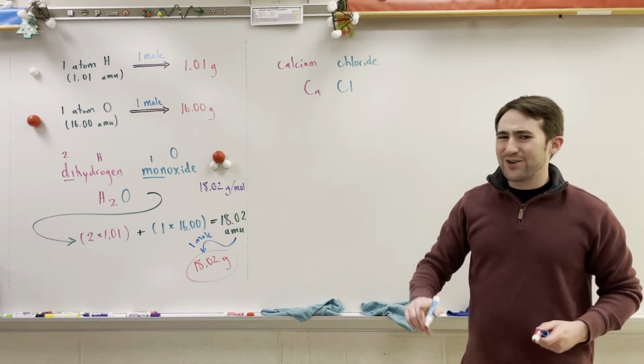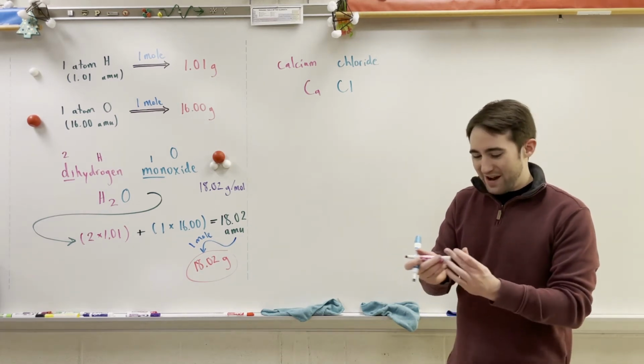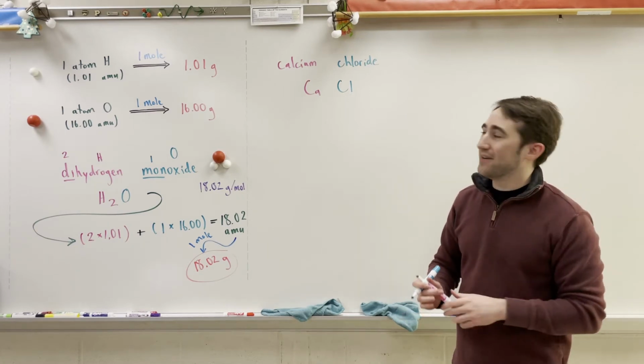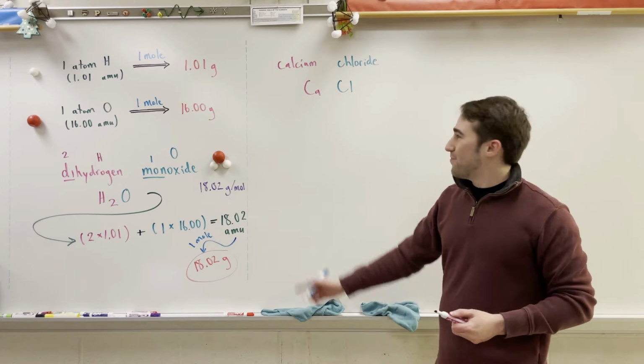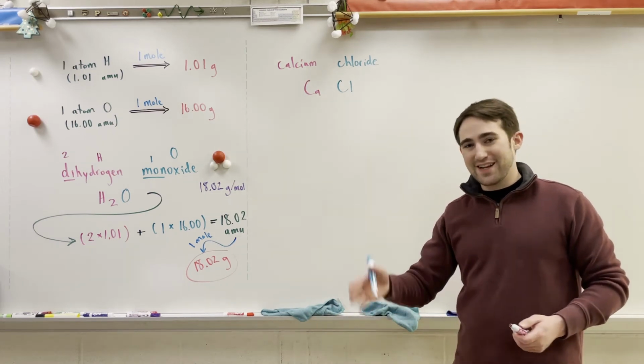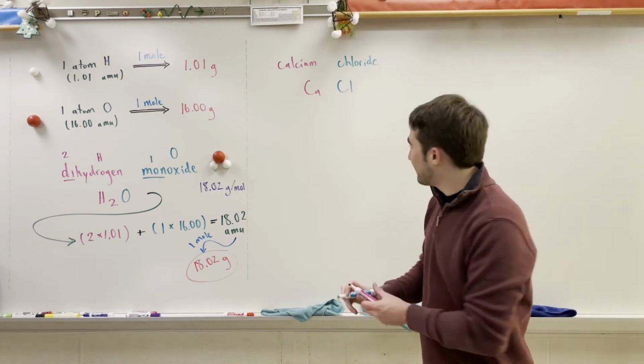I have to look at their charges and make sure they cancel out. Okay? If they don't fully cancel, then these are not going to be making a happy ionic compound. They're still going to be searching for a way to cancel that charge. So I go look up calcium on the periodic table. It's in the second column, going all the way to the top. It should have a positive 2 charge.